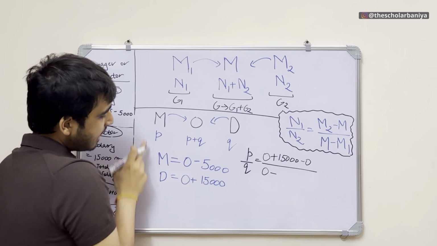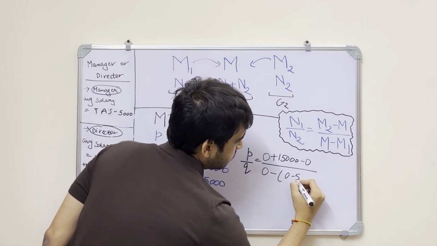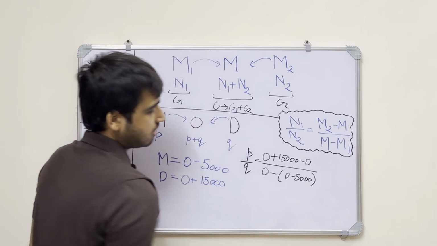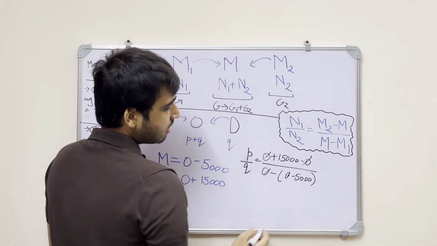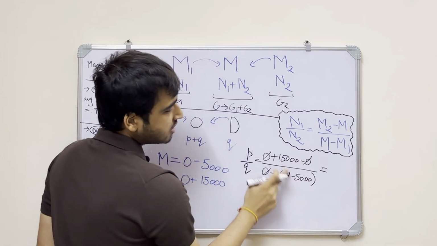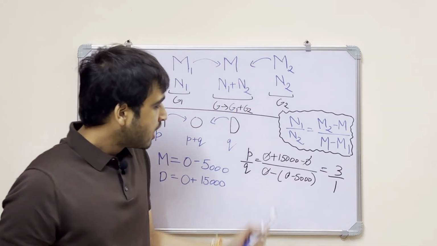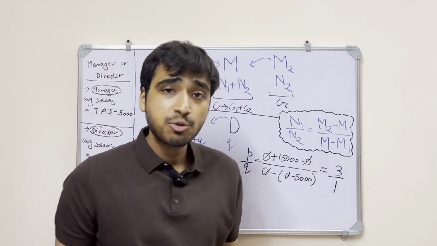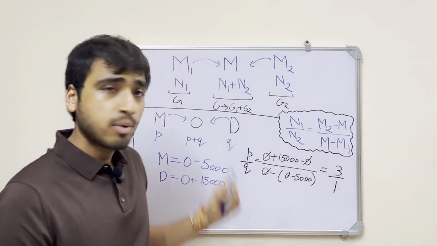So O minus M, which is O minus 5,000, right? So this will cut. O minus O will cut. So this will become 15,000 upon 5,000, which is 3 upon 1. Right? So P upon Q is equals to 3 upon 1. What is P? P is the number of managers. Q is the number of directors.